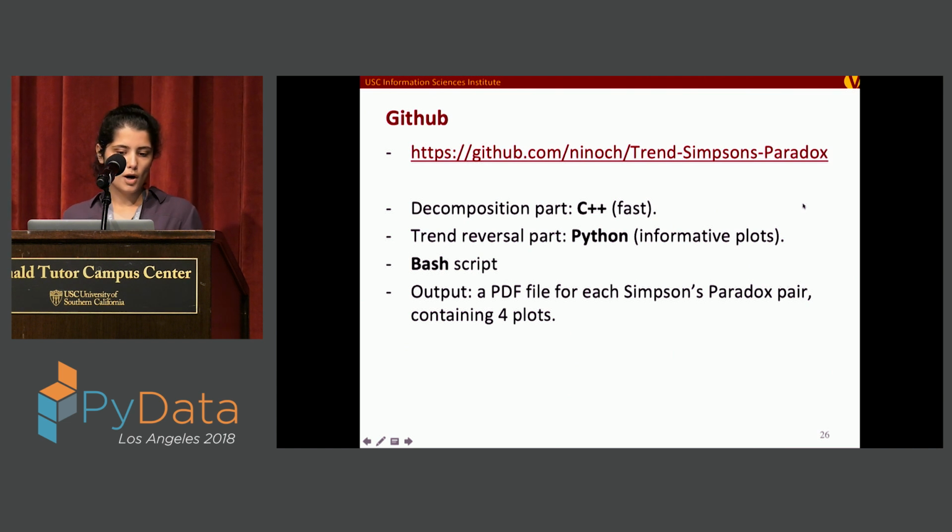For the composition part, we are using C++ because it's pretty fast. But for the trend reversal part, we are using Python since it has good packages for trend analysis and plotting. We have used a bash script for connecting these two components. The output of the algorithm is a series of PDF files. For each pair, we have a PDF file with 4 plots, which helps you understand what's going on in that Simpson's paradox pair.